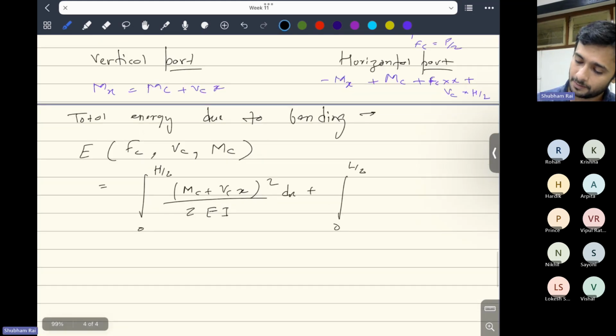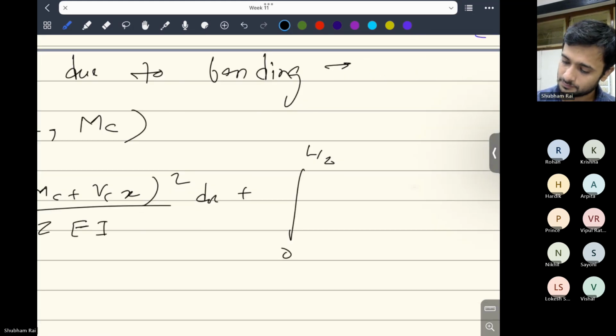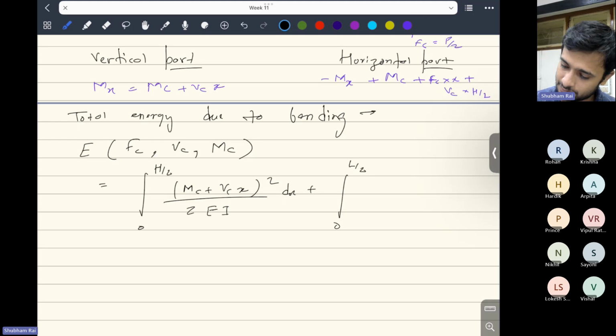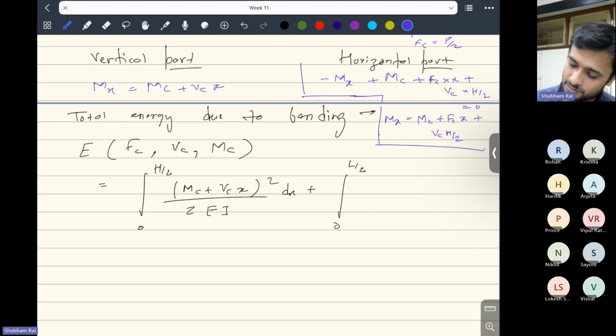The expression of Mx is from this equation. Obviously, this equation has to be equated to 0, right? So from this equation, Mx will be how much? So that will be Mc plus Fc into x plus Vc into h by 2. So I'm just writing here the expression of Mx. So that will be Mc plus Fc into x plus Vc into h by 2.